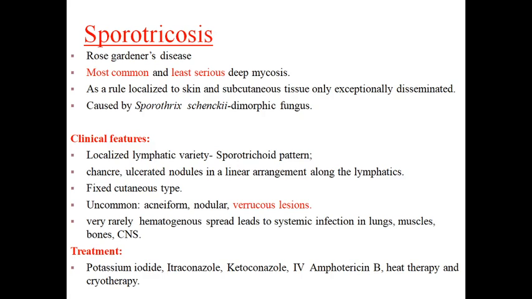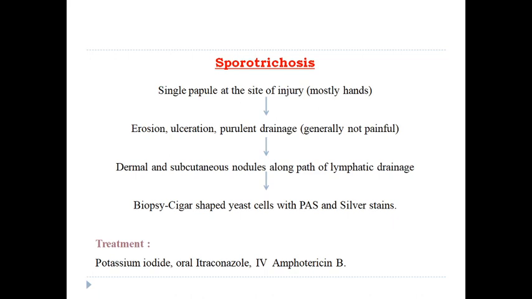Then IV amphotericin B can also be given. Heat therapy and cryotherapy, which are physical kinds of therapies, can also be given in case of sporotrichosis. Then something about the pathogenesis of sporotrichosis, how it causes the lesion.